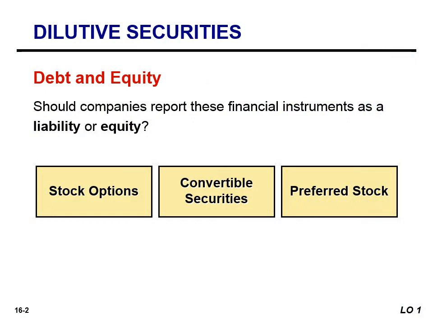First, a question. Should companies report things like stock options, convertible securities, preferred stock as liabilities or equity? The problem is that many of these squirrely little things have characteristics of both liabilities and equity. So the question is, where do you put them on the balance sheet? Kind of confusing. So convertible securities, as well as stock options and stock warrants, preferred stock, etc., these things are all called dilutive securities because upon their exercise, they could reduce, therefore dilute earnings per share.